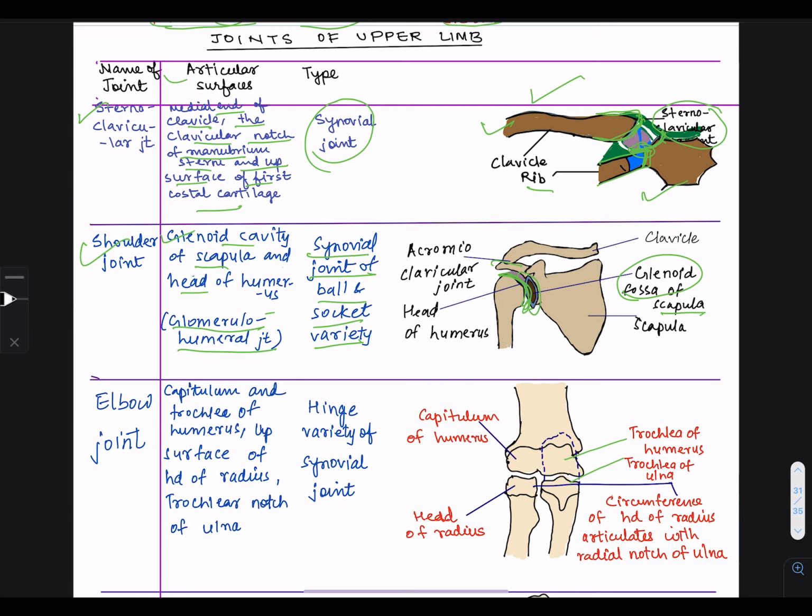This is the acromion process of scapula. Hence, it is also known as the acromioclavicular joint. This is the clavicle. This bone is the clavicle. This bone is the scapula, and this is the acromion process. And the head of the humerus. This is the diagram showing the shoulder joint.